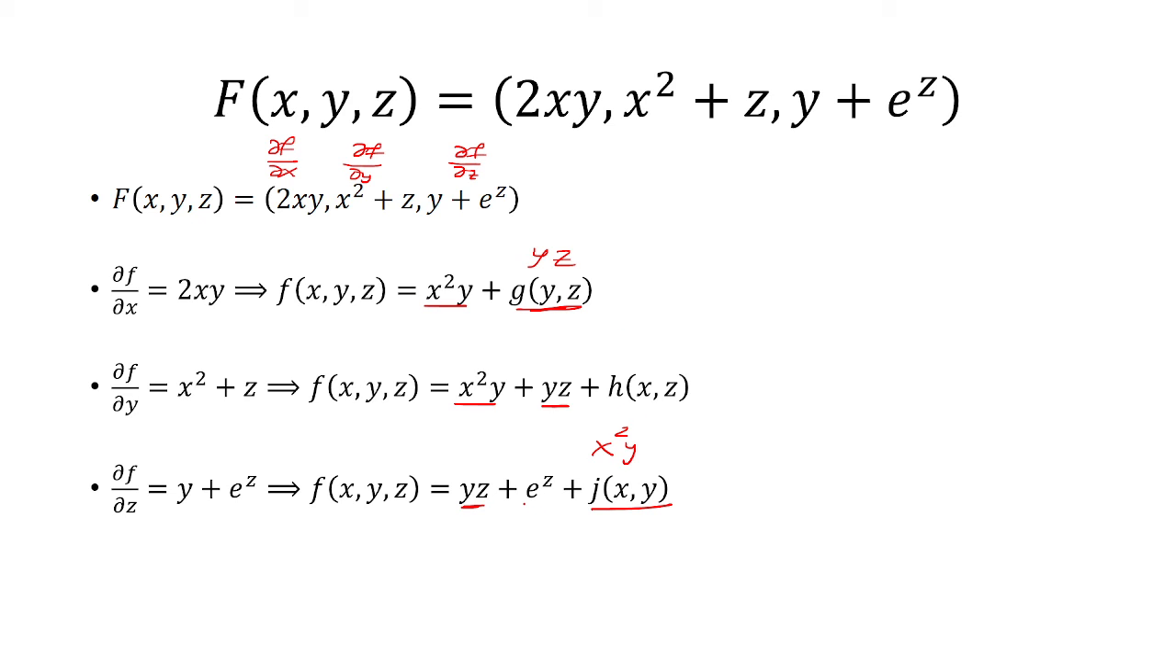And then finally we have e to the z. Well, e to the z is also a function of z, so this is also plus e to the z. And then h of x, z, well, e to the z is not a function of x, but it's a function of z, so you can also write this as just e to the z. And then finally, you could just add a constant. So putting this together, we have our potential function as x squared y plus yz plus e to the z plus c.